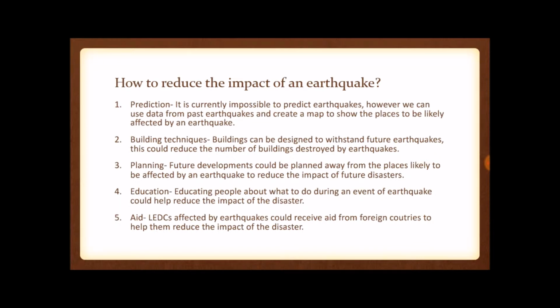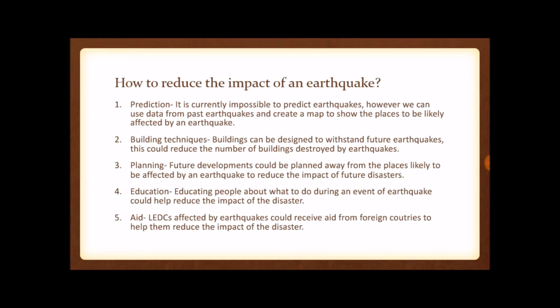The third one is planning. Now this one is a very interesting and expensive method. In this method, future buildings can be planned away from the fault line, away from the places where earthquakes are likely to occur. But this one is also a very productive method because more lives are saved and more people are safe in this way.